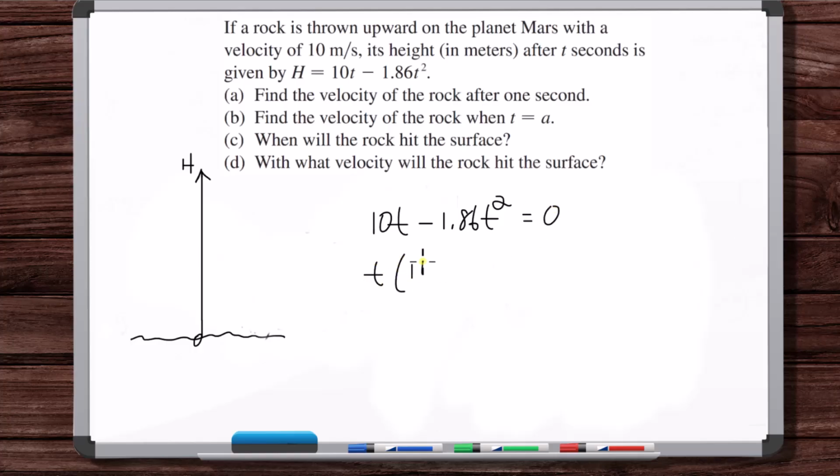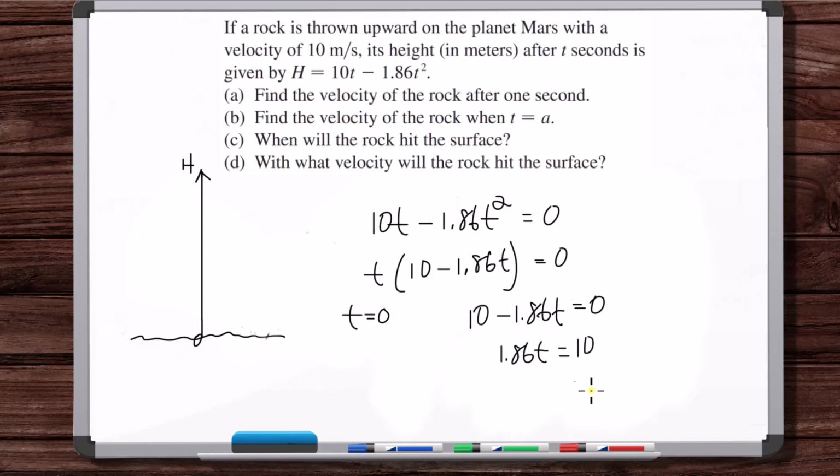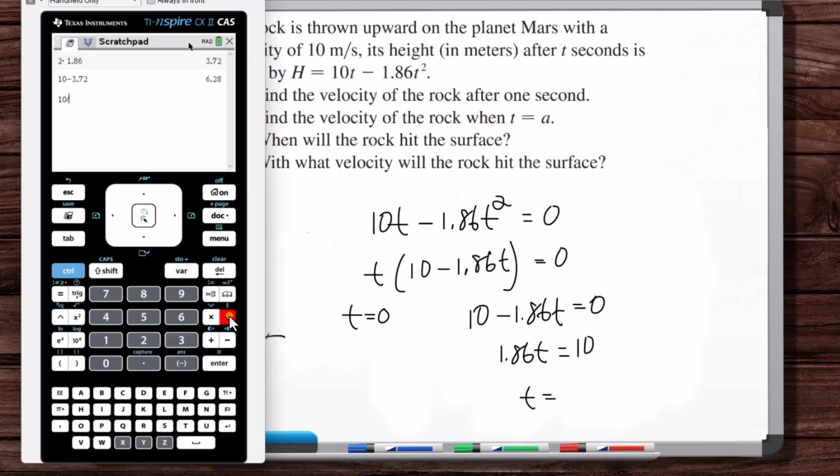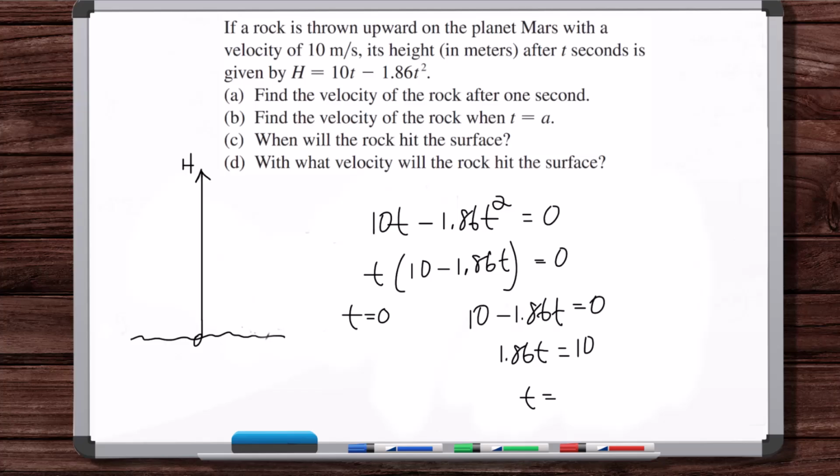So factoring out a t, t equal to 0 is one time when h is equal to 0, but another time is when 10 minus 1.86t equals 0. So 1.86t is equal to 10. So t is equal to 5.38 seconds.